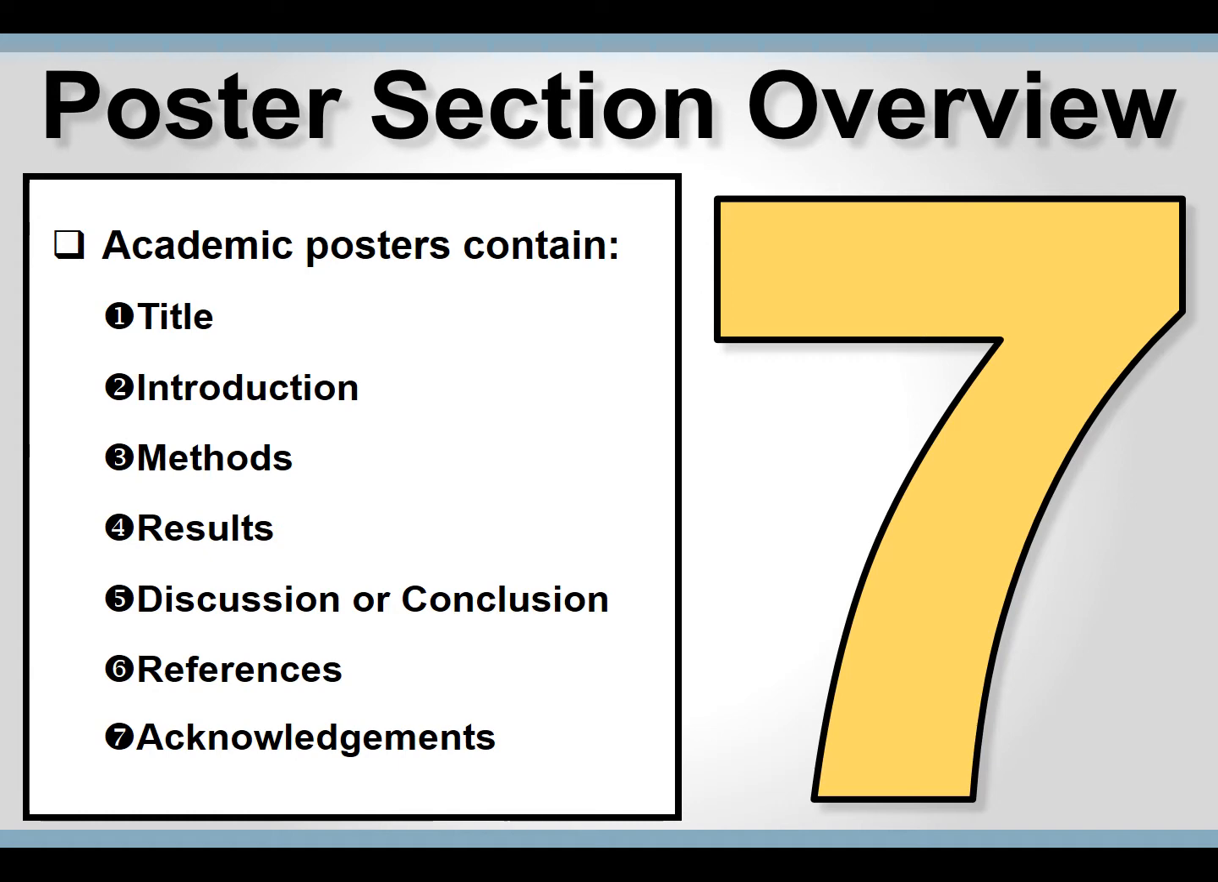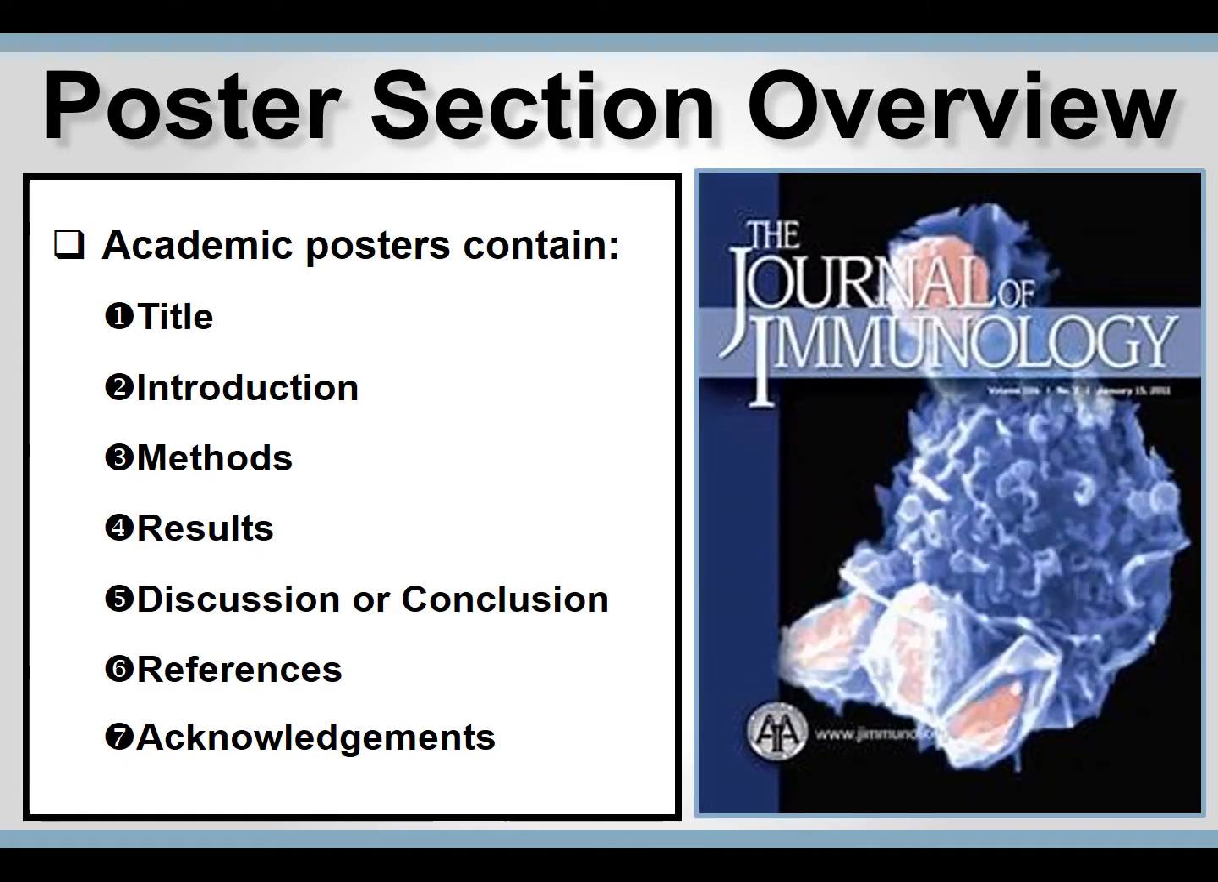Typically, posters contain 7 elements that correspond to the components of a primary research article. Posters contain a title, introduction, methods, results, discussion or conclusion, references, and a brief acknowledgments section. Some posters may also contain an abstract or may combine the results and discussion sections. For our purposes we will utilize the 7 elements shown on this slide as we construct our poster.